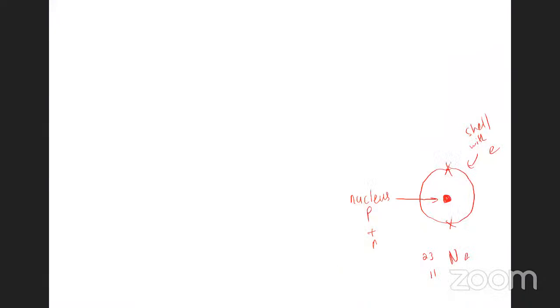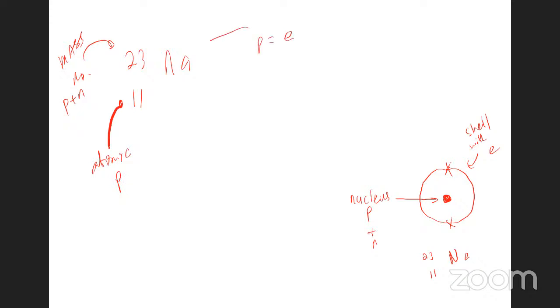We need to remember that if we have sodium 23, 11, that 23 is your mass number, which is your protons plus your neutrons. And the 11 is your atomic number, which is your proton number. Remember, protons equal electrons if the charge value here is 0. If you don't see anything, it means it's neutral.